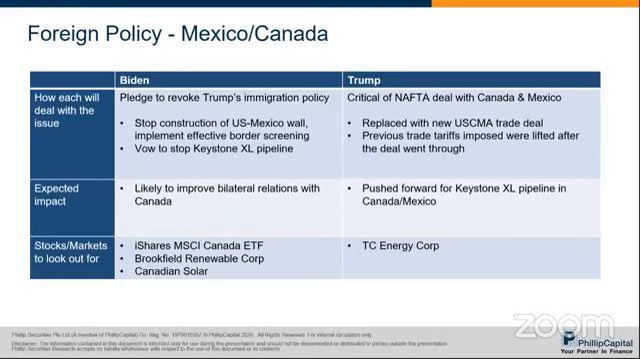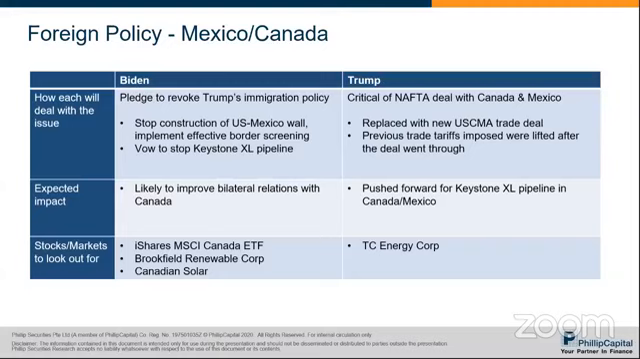On the issue regarding the Mexico and Canada border, Biden has also pledged to revoke Trump's policy on asylum seeking, basically his immigration policy. He wants to stop further construction of the US-Mexico wall. And apart from vowing to stop the Keystone XL pipeline, a Biden win is likely to improve bilateral relations with Canada. If that happens, exposure to Canadian equities such as the iShares MSCI Canada ETF could get a lift or boost.